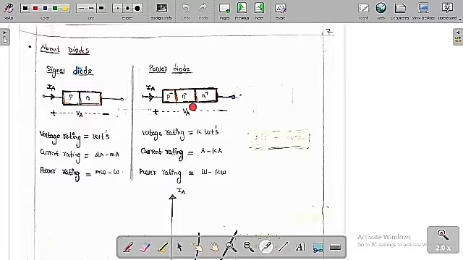So simply we can say that we add an extra n minus layer between the p plus and n plus. We call this the power diode, and it has three layers. The voltage rating is in kilovolts, so it can now withstand a huge value of voltage. The current rating is from amperes to kiloamperes, and the power rating is from watts to kilowatts. Now you can see the ratings have increased because of adding an extra layer of n minus between the p plus and n plus. So it can withstand a huge value of voltage, current, and power rating.